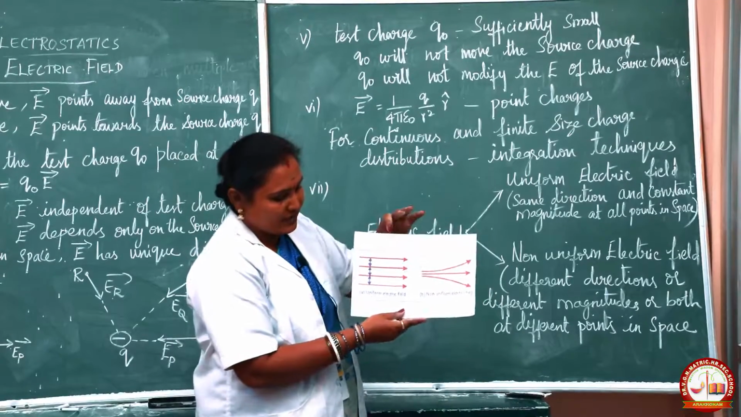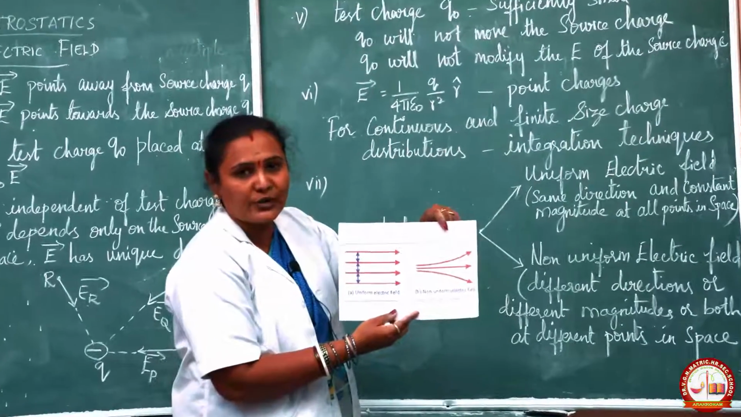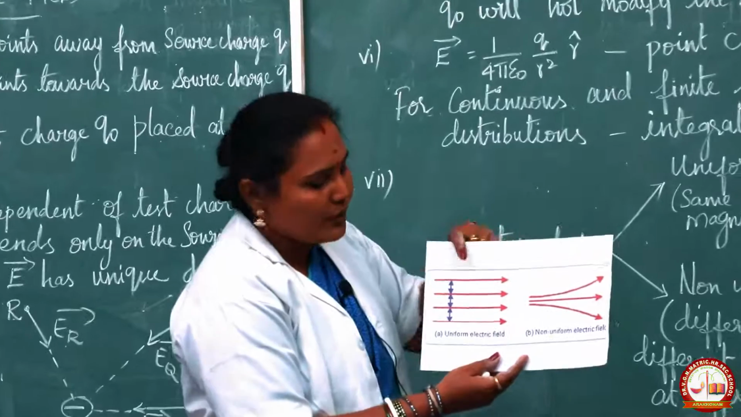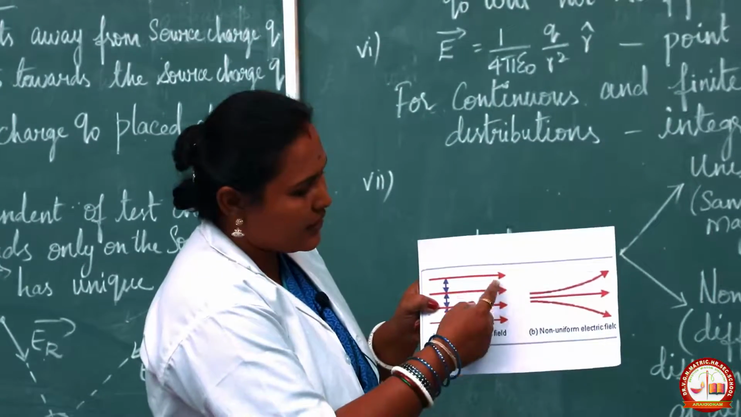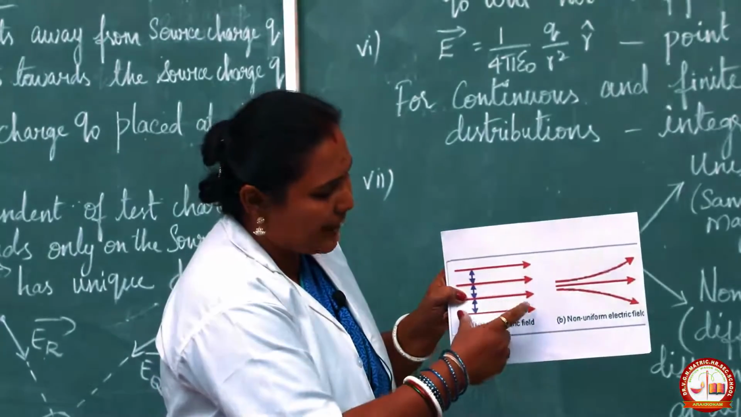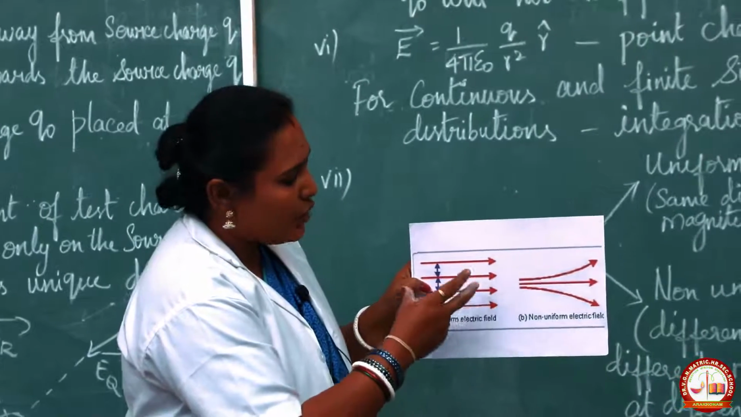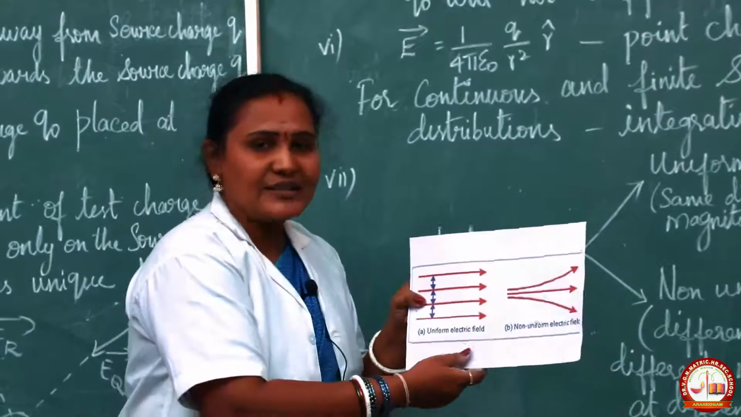And you can see this in this chart: the uniform electric field and non-uniform electric field. So what do we mean by this? You can see all the lines with the same length. It represents all of them with the same magnitude, and they are pointing in the same direction. So constant magnitude in the same direction.